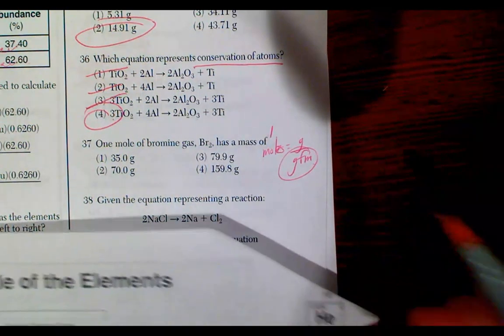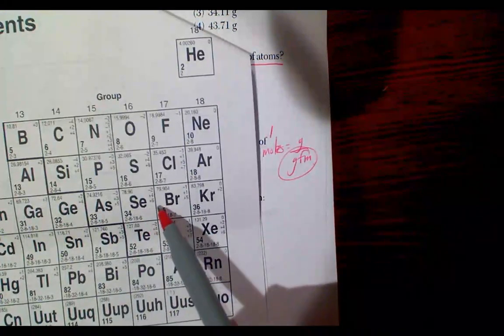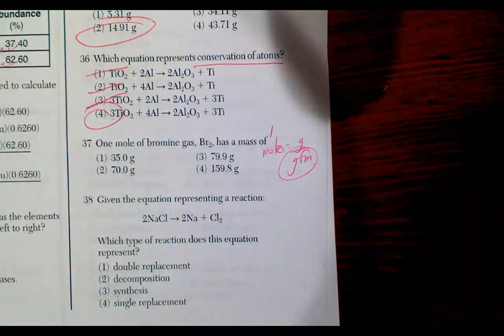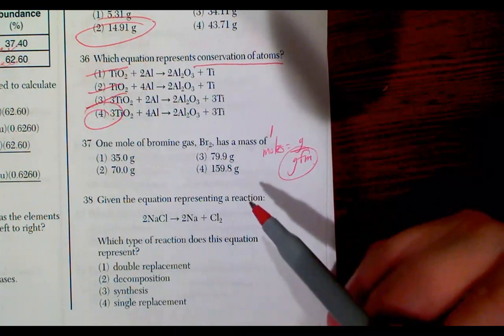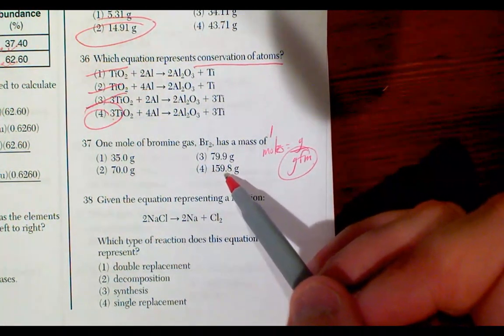Br2, Br2. We want to see how heavy bromine 2 is. We need to go to the reference table. Let's look up bromine. It says 79.9. If you rounded that to 80, 2 of something that weighs 80 would be 160. Well, none of the choices here say 160, but 159.8 is pretty close.